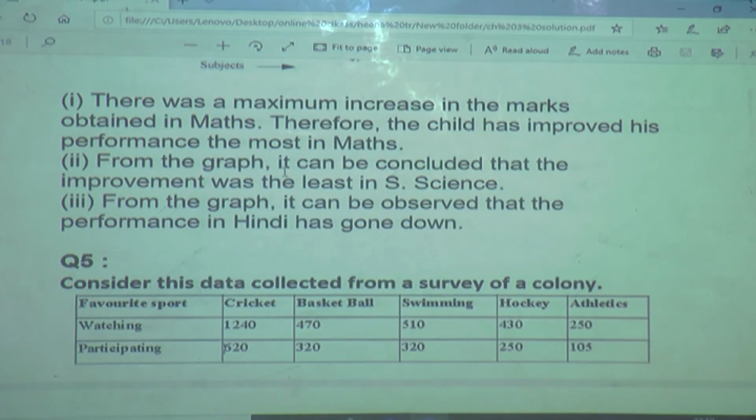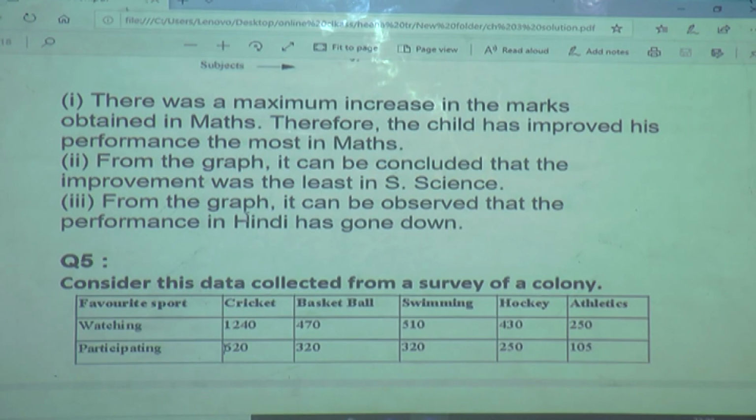From the graph, it can be concluded that the improvement was the least in the social studies subject. It means he had not improved well: he had 67 marks in the first term, and in the second term there were only 69 marks. It means there was no big difference in marks. So we can say the least improvement was in social studies.